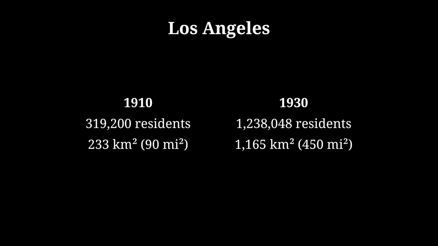And this whole annexation was so rapid that LA grew from 300,000 residents and 200 square kilometers in 1910 to 1.2 million residents and over 1,000 square kilometers in 1930. In just 20 years, this is how LA got so big. That was all because of the aqueduct. Yeah, its history is very messy, but without it, there wouldn't be the LA that we all know.